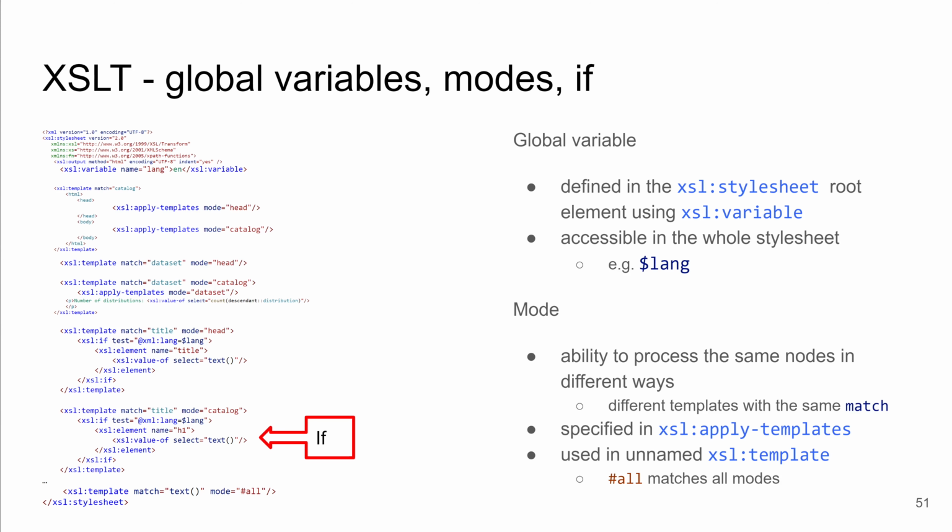One more construct that we can see here is the if construct. So in XSLT, you may use XSL if, where in the test attribute you have an XPath expression, and if it evaluates to true, for instance here we test whether a language matches what is in the lang variable, the content of the if element gets processed, and if the test doesn't evaluate to true, the content of the if element gets ignored. So like this, you may output conditional things.